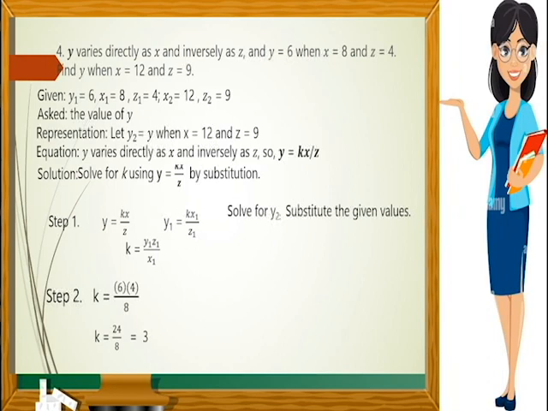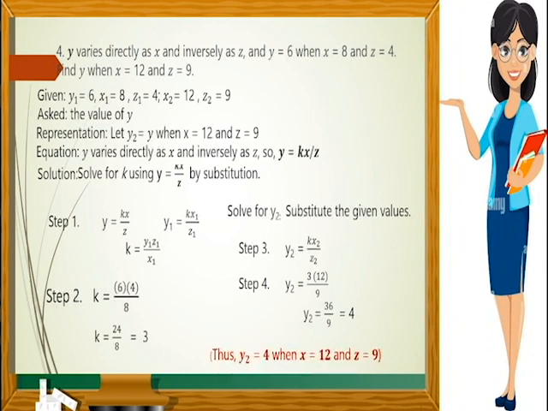Okay, so, we're going to find the value of Y sub 2. Substitute the given values. Y sub 2 is equal to KX sub 2 over Z sub 2. Okay, then Y sub 2 now is equal to the constant, which is 3 multiplied by X sub 2, which is 12 over 9. Multiply 3 times 12, and that is 36. So Y sub 2 is equal to 36 over 9, and that is equal to 4. So Y sub 2 is equal to 4. Thus, Y sub 2 is equal to 4 when X is equal to 12 and Z is equal to 9.